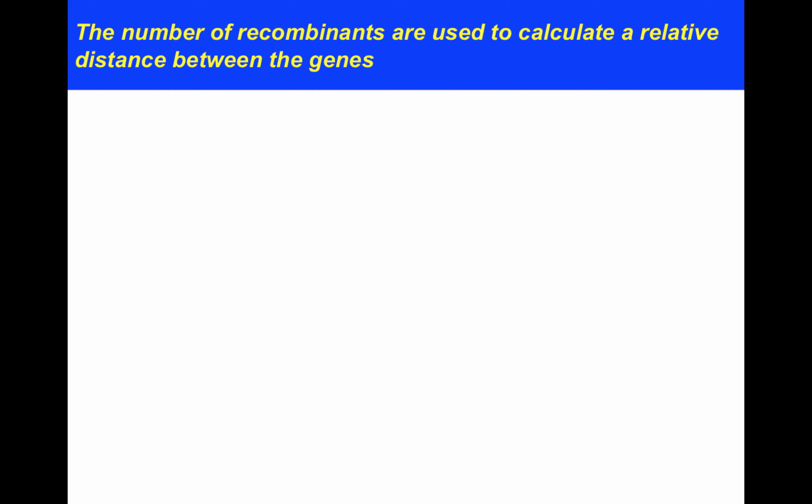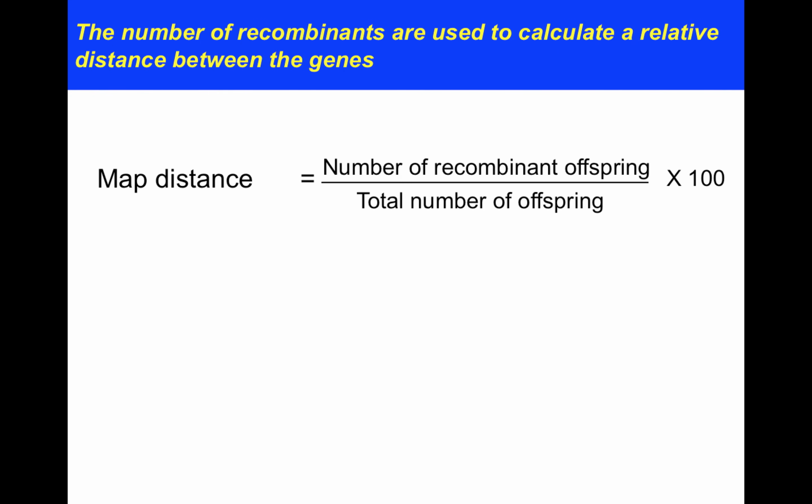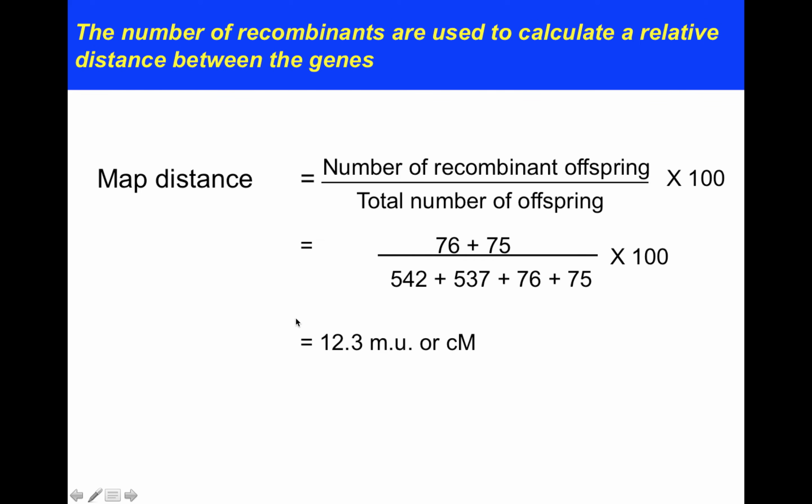Now, here's how we can use the recombinants to map the distances between genes. The number of recombinants is used to calculate a relative distance between the genes. The map distance is equal to the number of recombinant offspring divided by the total number of offspring times 100. So we have 76 plus 75 divided by the total number of flies, multiplied by 100, and that gives us 12.3 map units or centimorgans. These are equivalent units. That's not too hard.